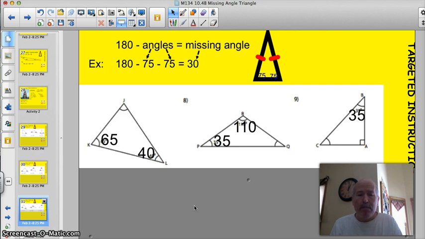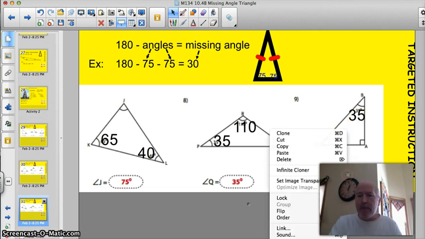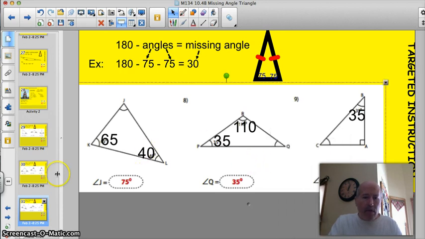All right. We've got 40 and 65 is 105, so we need 75 degrees. If you did that right on the calculator. This one here, you had 110 degrees and 35 degrees. That together is 145, so your missing angle Q is 35 degrees. This one here, we had 90 degrees on this angle, of course, because it's marked with a square, 90-degree angle. We got 35 up here, so this other angle here is 55 degrees. All right, let's move on.